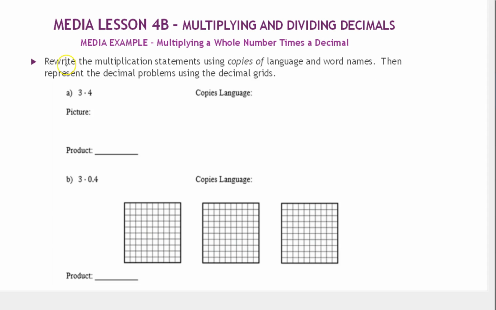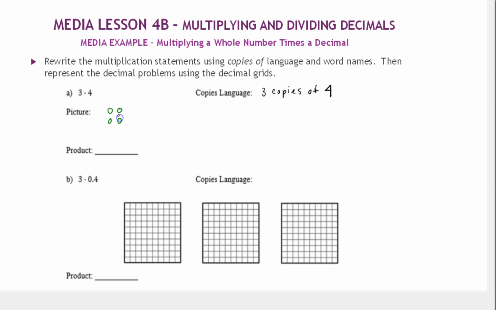Let's read the directions. Rewrite the multiplication statements using copies of language and word names, then represent the decimal problems using the decimal grids. So we're starting with an example that doesn't have any decimals in it. They're two whole numbers. Remember, in copies of language, we'd say this is 3 copies of 4.